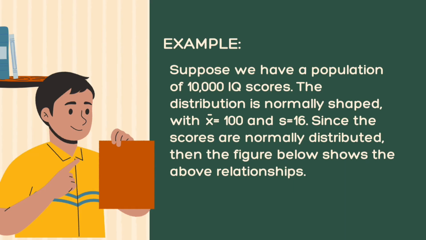Let's consider an example. A population of 10,000 IQ scores. If these scores are normally distributed with a mean of 100 and a standard deviation of 16, we can visualize the distribution using a normal curve. So we have here a given population of 10,000, mean of 100, and a standard deviation of 16. So the first thing that we can do here is to understand the normal distribution curve.